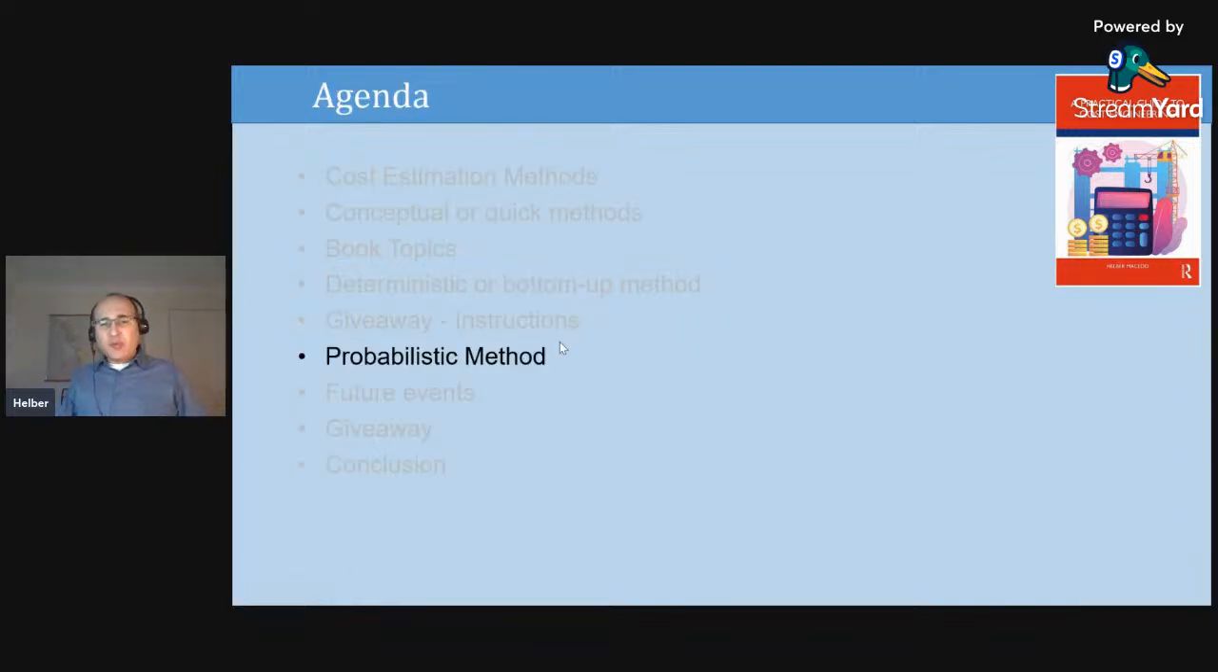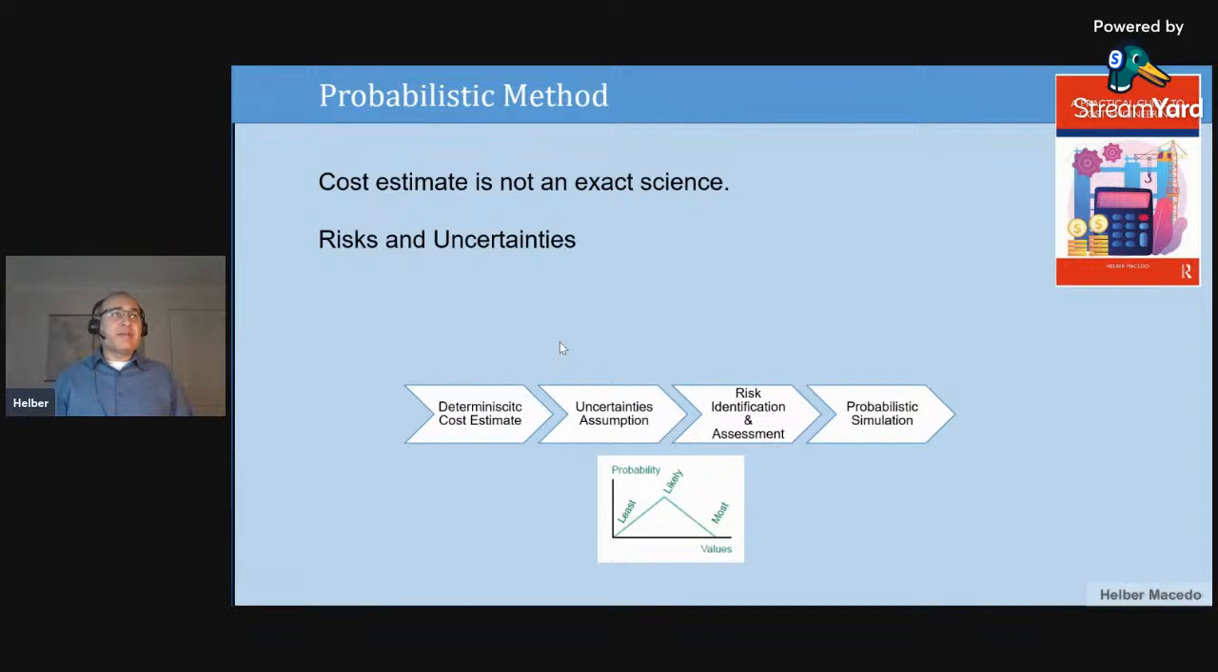Now we will jump to the last methodology. That's the probabilistic method. This methodology exists for a reason: cost estimation is not an exact science. In cost estimation, we cannot ensure that if you define 1 plus 1 equals 2 in the tender phase, it will be 2 in the execution, because there are a lot of things that can happen and can affect my final number, because we have a lot of risks and uncertainties.